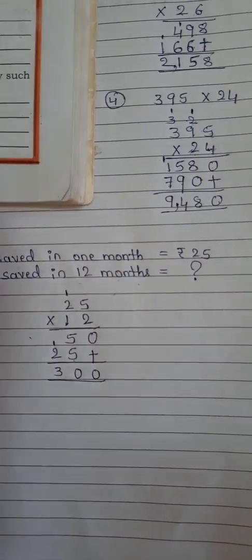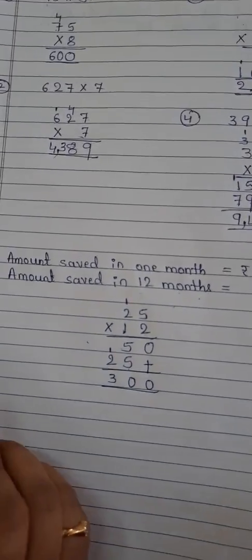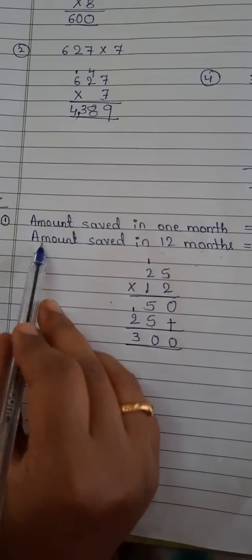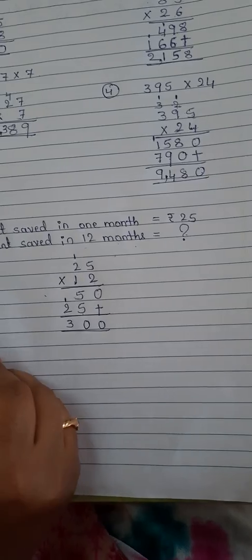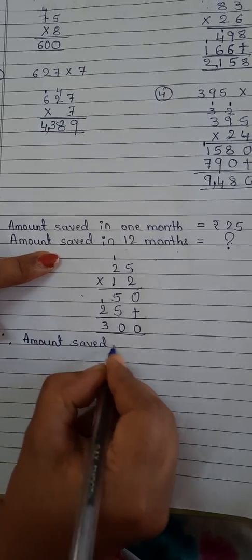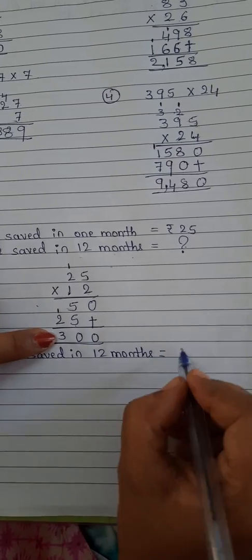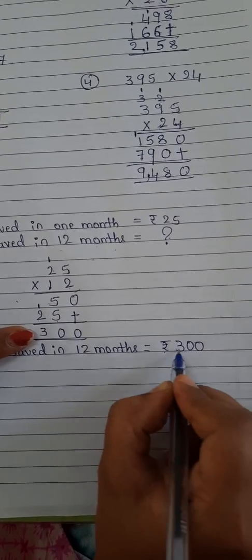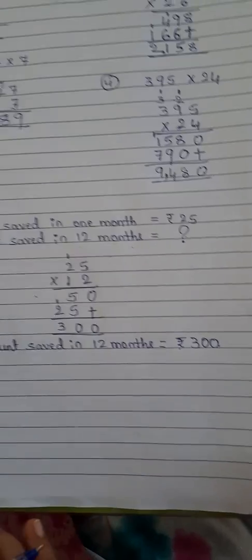So the second question is, before second question, you have to write therefore. What to write? The second sentence, question mark sentence only you have to write here. Amount saved in 12 months is equal to, what is the amount? Rupees 300. This is rupees symbol. Compulsory you have to write. If you will write only 300, it will not be considered as a correct answer. So rupees symbol is compulsory.